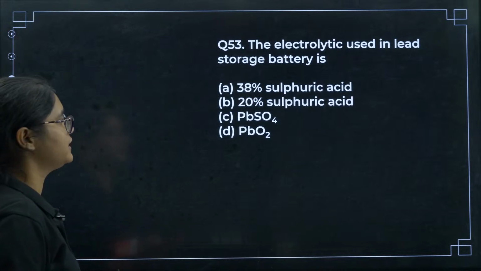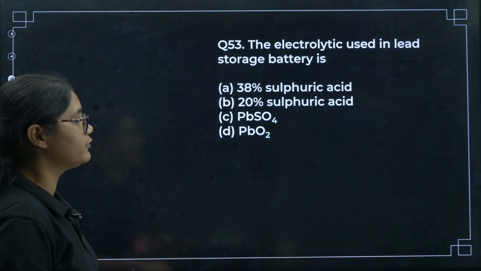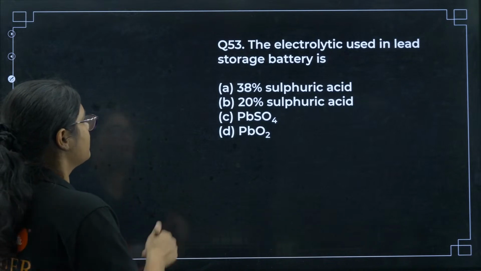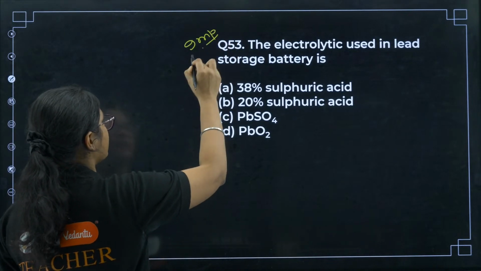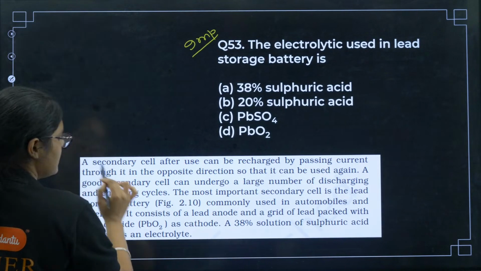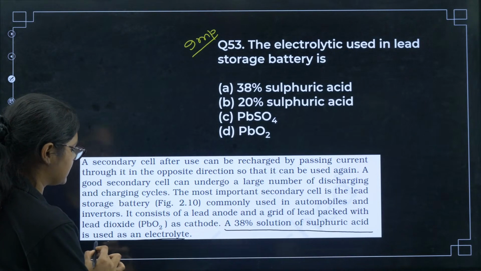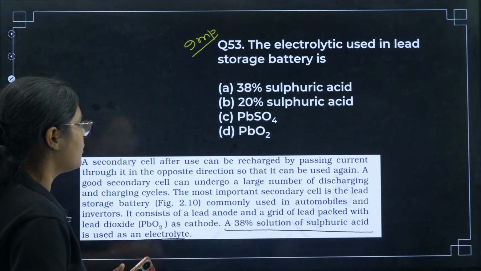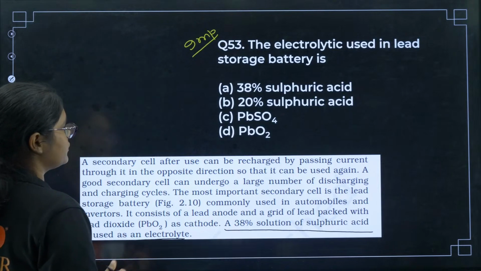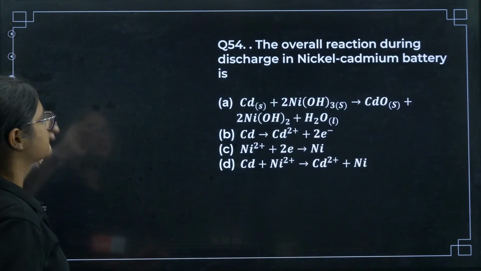Okay, next question number 53. The electrolyte used in the lead storage battery. This is also a very important question. If you see the lead storage battery, you can see here a line was given. A 38% solution of sulfuric acid is used as an electrolyte. So what will be the answer here, students? Already it is given. I have shown you 38% sulfuric acid. Okay, 53A.